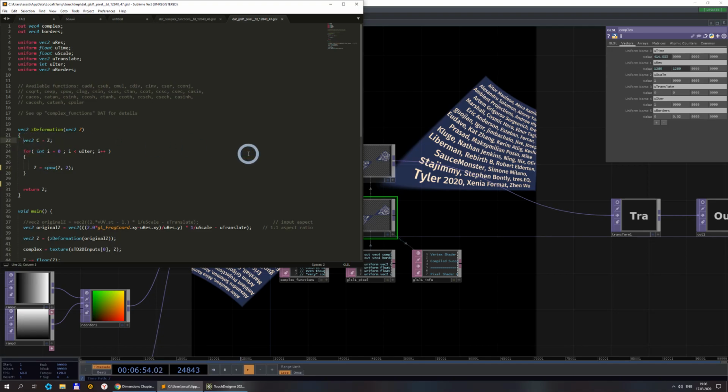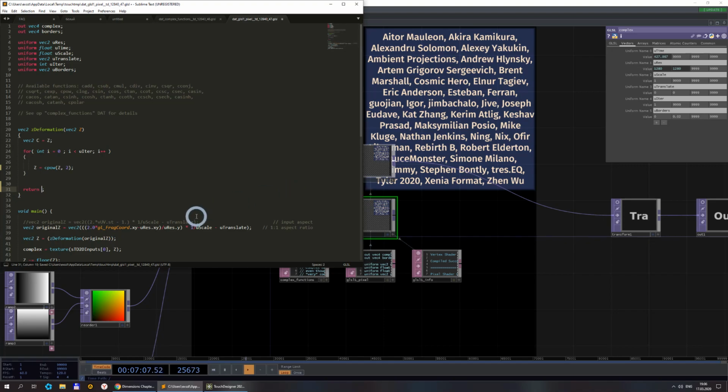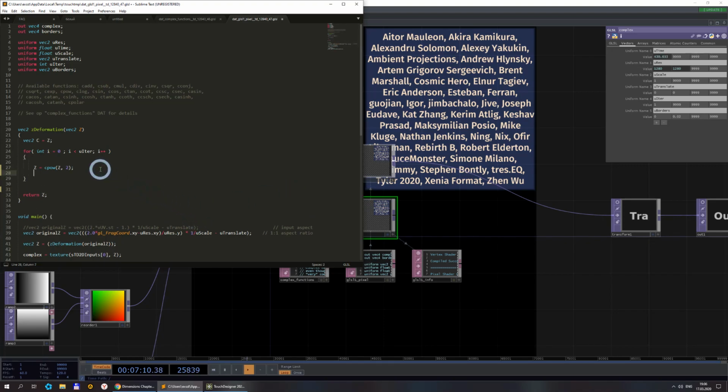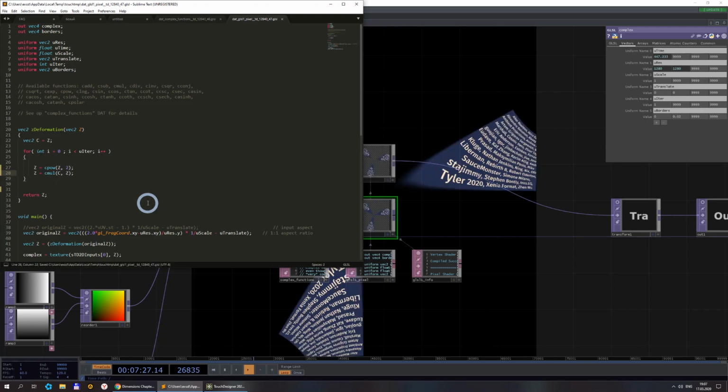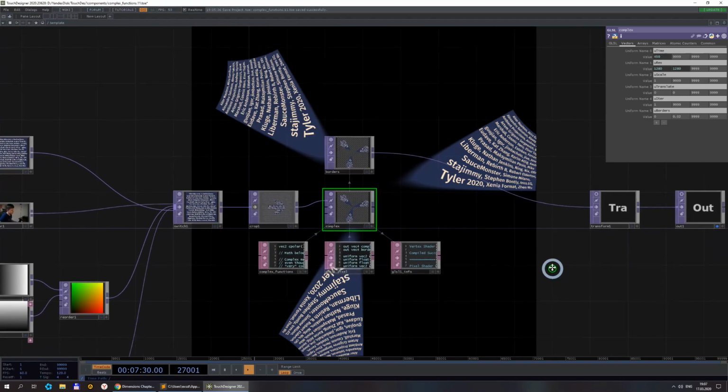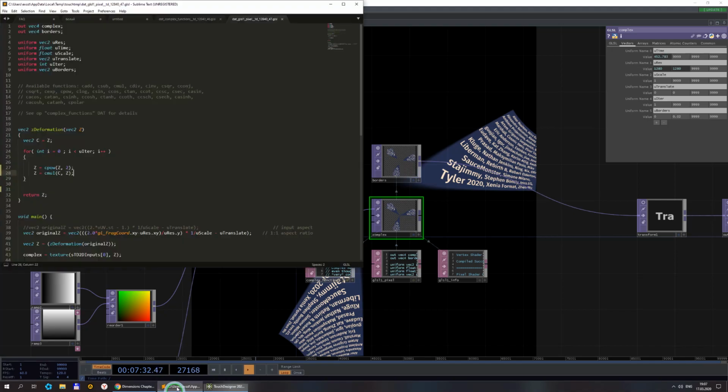Let's try some multiplications. Here I put a new Z, I just keep the old Z, the unchanged original Z. And let's multiply this original Z with the new Z, with our power Z. So Z equals C multiplication C Z. Voila, we have this. Not very interesting, but okay, this is good.